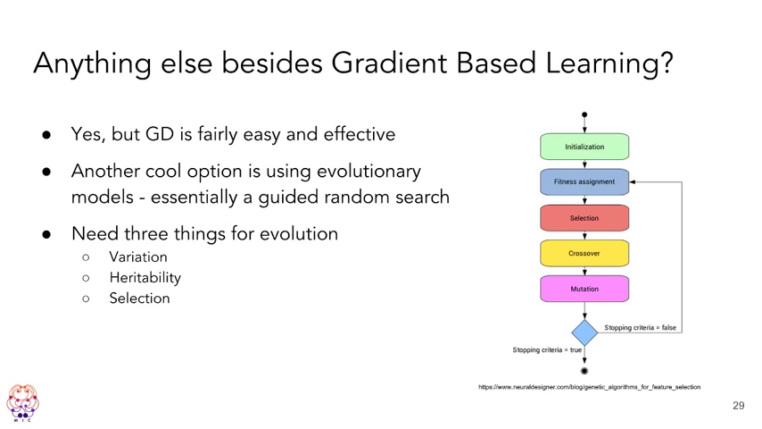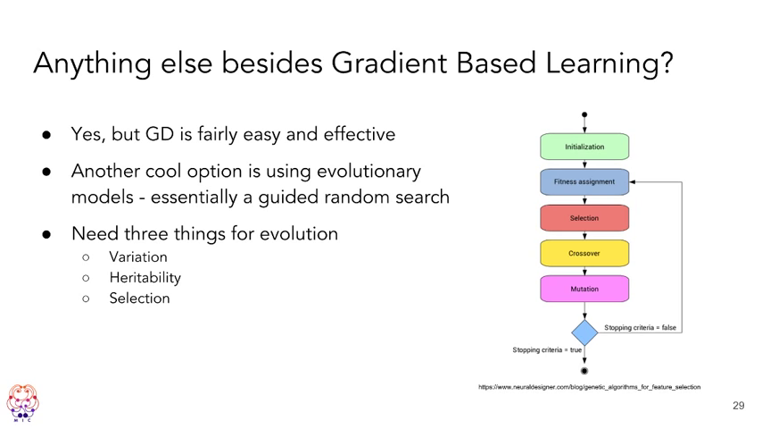It's a cool, fun question to ask, is there anything else besides gradient-based learning? Instead of just using that information that you get from gradients, like how much one change in this parameter is going to change the output of that function, can you optimize these cost functions without gradient-based learning? And you can. One method is evolutionary models. Basically, think of it as a guided random search.